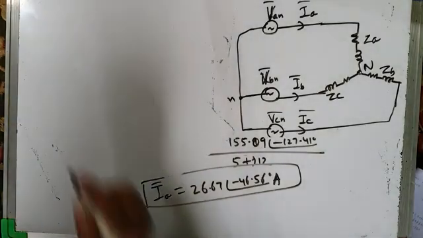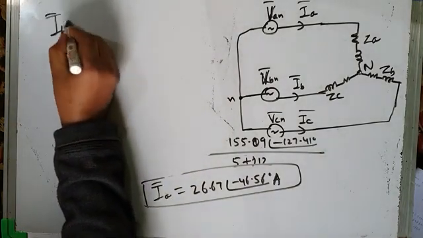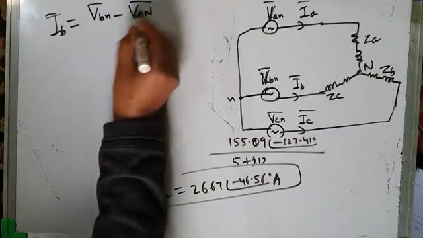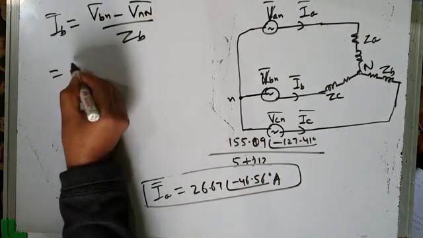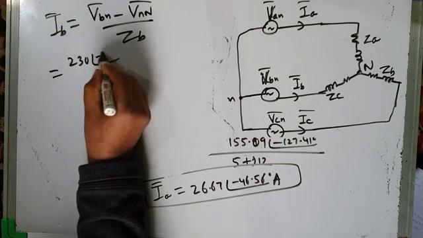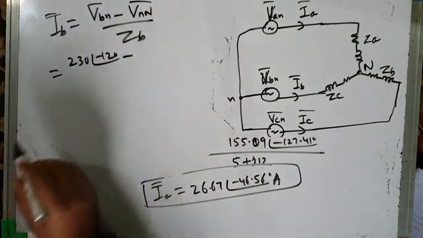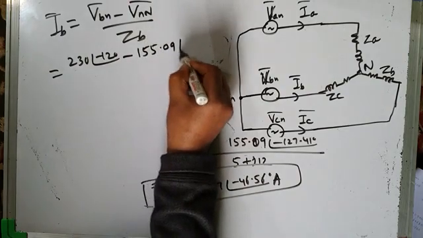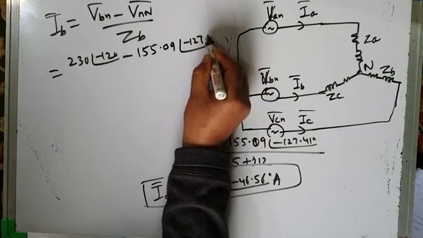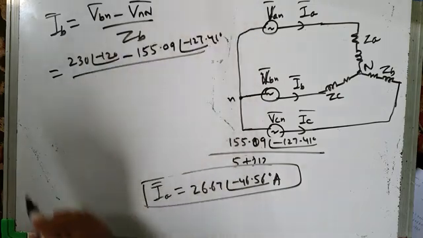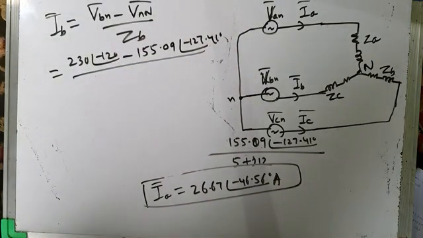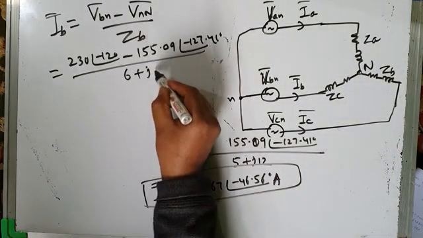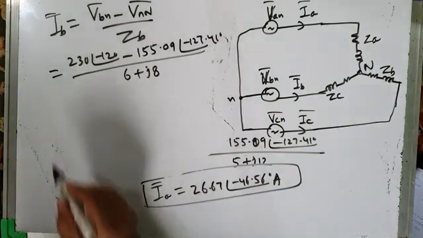But what about line current IB? That is VBN minus VNN by ZB. What is VBN? It is 230 at an angle of minus 120 degrees, minus this VNN, which is 155.09 at an angle of minus 127.41 degrees, by ZB. And how much was ZB? ZB was 6 plus j8 ohms, the load impedance ZB.